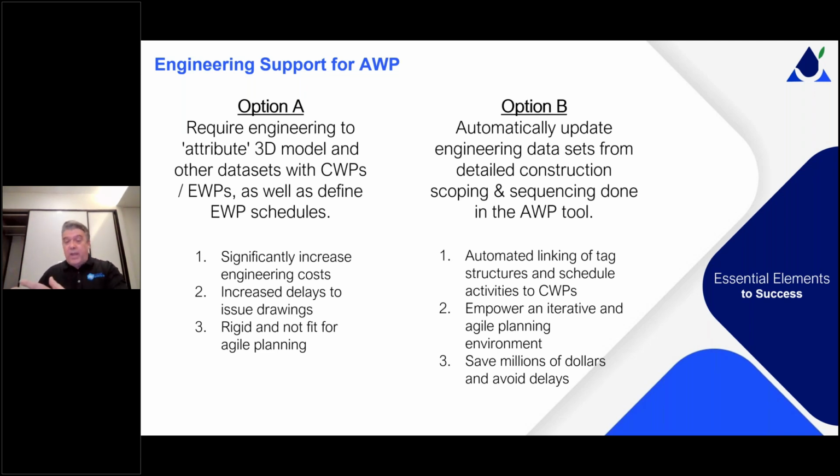My actual plan is going to iterate underneath it. That's what AWP allows you to do, is to have an iterative changing plan that still lines up with my overall schedule and automatically marry the two up and empower an iterative and agile planning environment and just eliminate the millions of dollars that engineering needs to somehow load attributes into a model. I just think that's, again, major course correction.